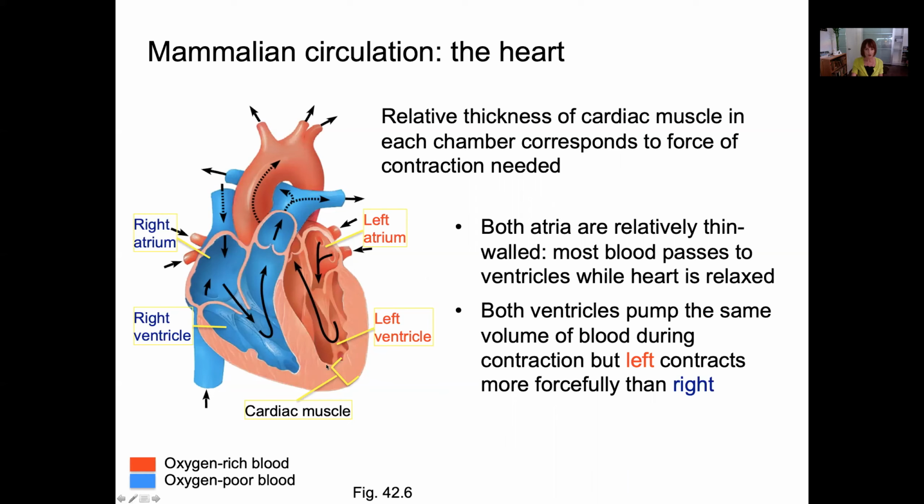And then both ventricles, left and right, pump the same volume of blood during contraction, but the left side that's taking oxygenated blood out to the systemic circuit contracts more forcefully than the right side that's taking it back to the pulmonary circuit. And this is reflected by the asymmetry in the width of muscle that's shown in this cutaway. It's much wider in the left relative to the right ventricle.